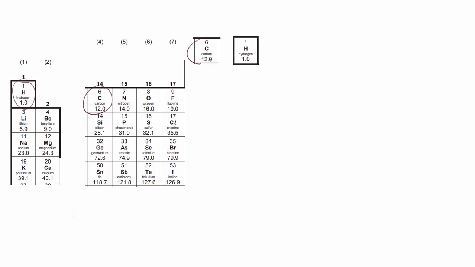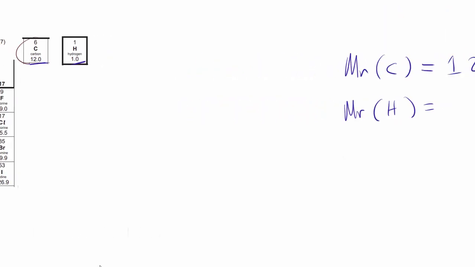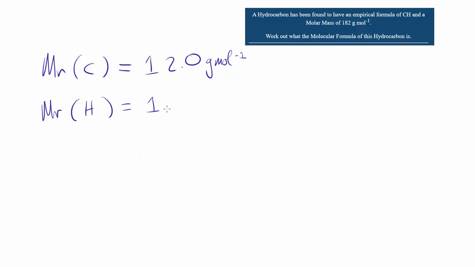If you take a look here, we've got 12 and 1, right? These are effectively our relative atomic masses, but in the context of this question, they are also our molar masses. So Mr is what I'm going to use to represent molar mass. The molar mass of carbon is going to be 12.0. And the Mr of hydrogen, as you saw, is going to be 1, so it's going to be 1.0.